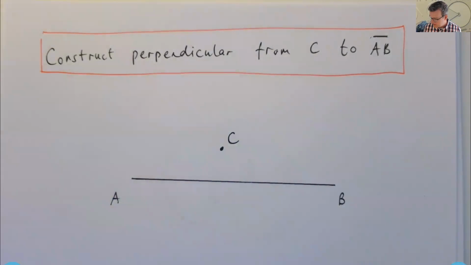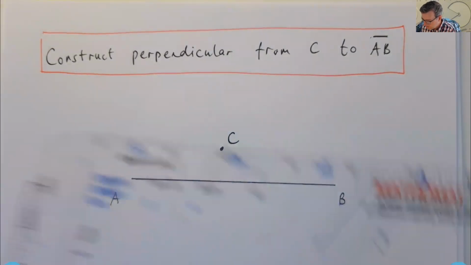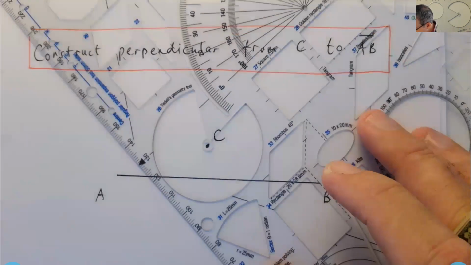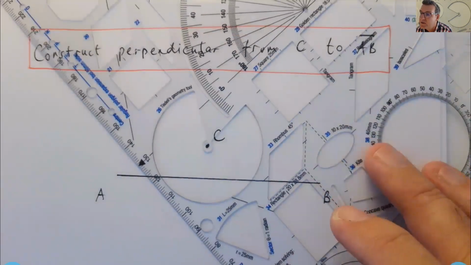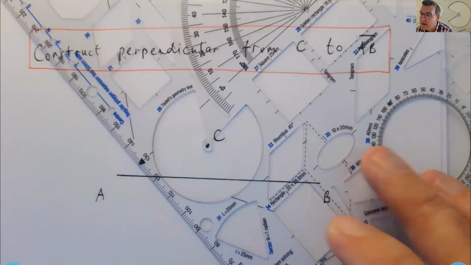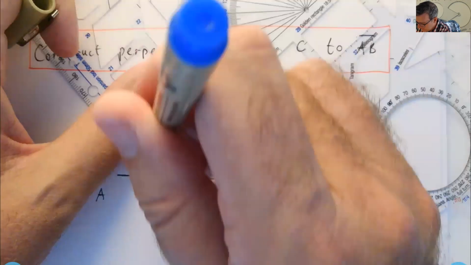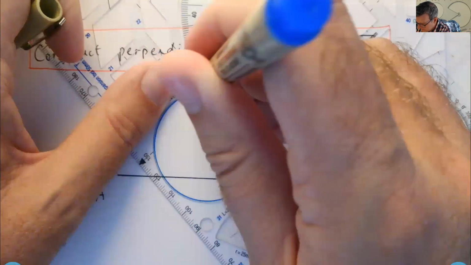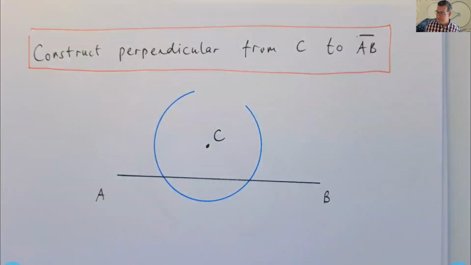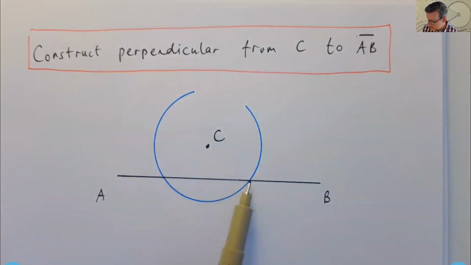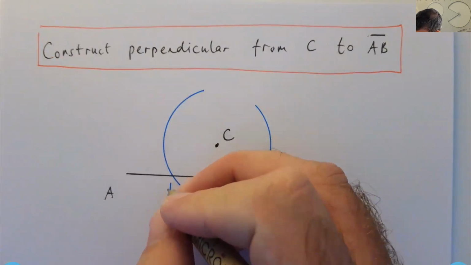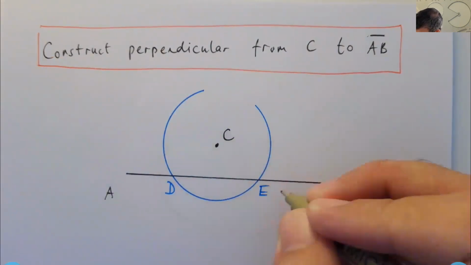All right, so how do we do it? Well, the first thing I'm going to do is place my circle arc template so it's centered at C. And I'm going to draw an arc. Okay, and you can see that this arc cuts AB at 2 points. Let's call them D and E.